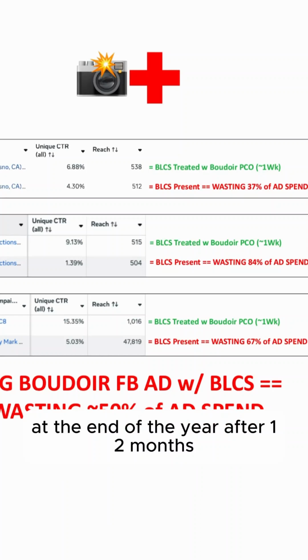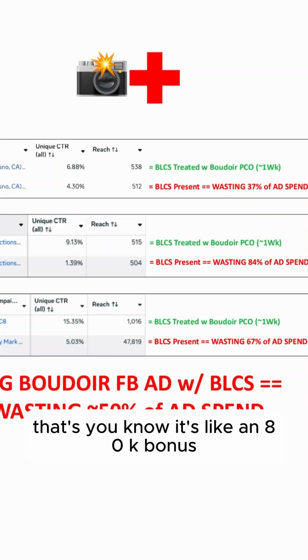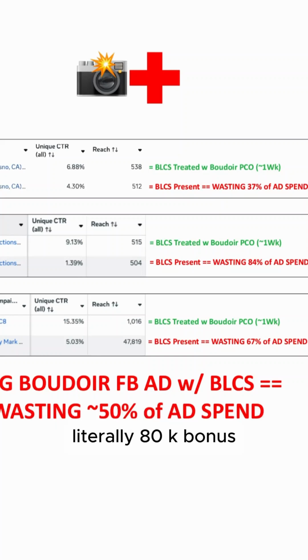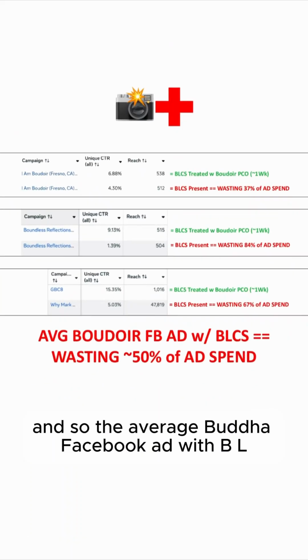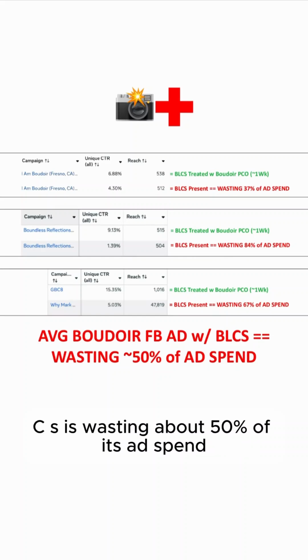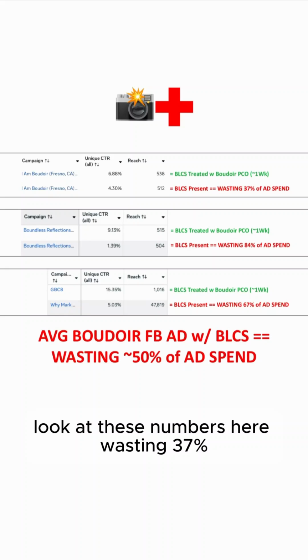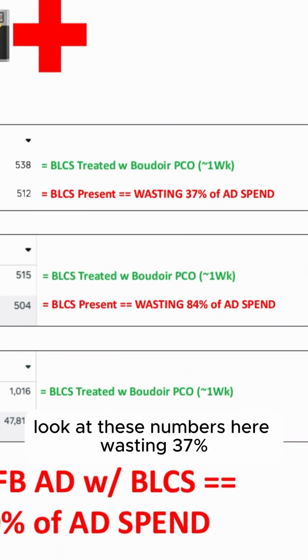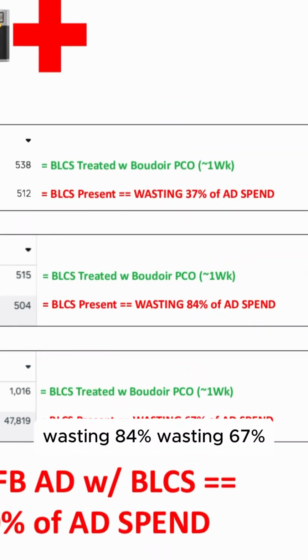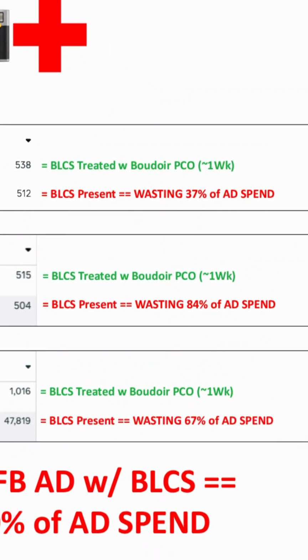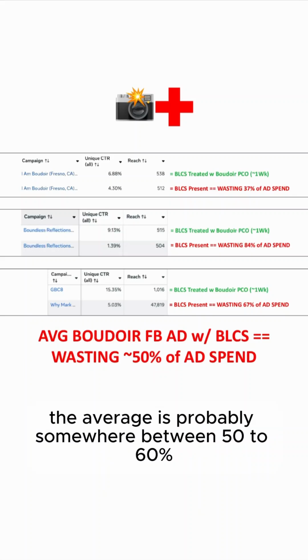And at the end of the year, after 12 months, what's that? It's like an 80K bonus. Literally, 80K bonus. And so the average Boudoir Facebook ad with BLCS is wasting about 50% of its ad spend. And we know that because, just look at these numbers here. Wasting 37%, wasting 84%, wasting 67%. Average these numbers out, the average is probably somewhere between 50 to 60%.